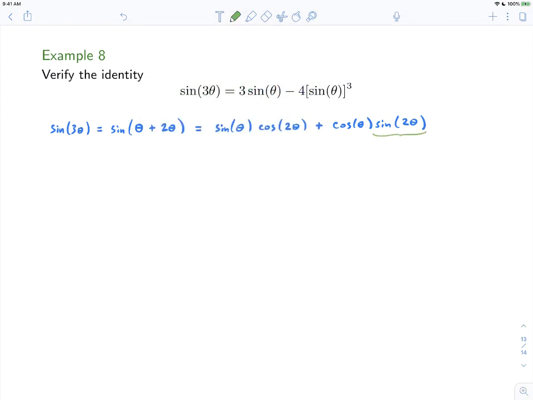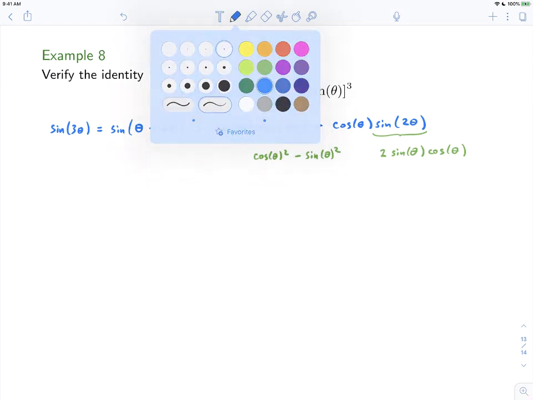So sine of 2 theta we know is 2 times sine of theta times cosine of theta. And what about cosine of 2 theta? Because there are a few different ways to write that one down. Well, let's just try cosine theta squared minus sine of theta squared. If this version of the identity doesn't give us what we want right away, we'll just use the Pythagorean identity in some way to adjust it. But let's see if this works.